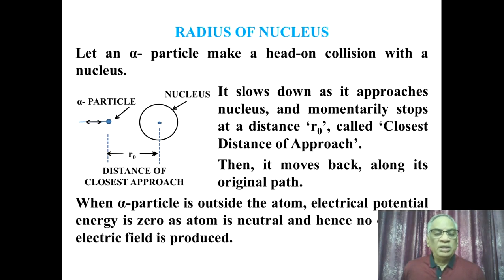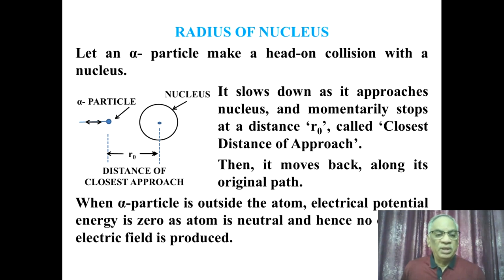Now let us see the radius of the nucleus. How to estimate the radius of the nucleus? The nucleus is the central core of the atom, which has protons and neutrons, and is surrounded by an electron cloud orbiting in specific orbits or shells. Now take an alpha particle, which is a positively charged particle.